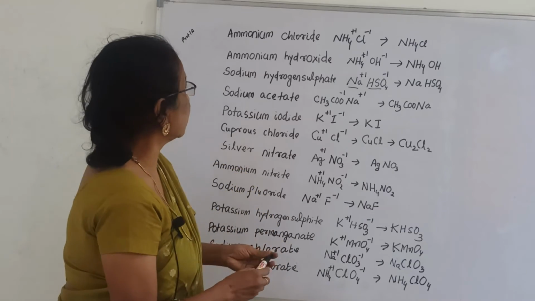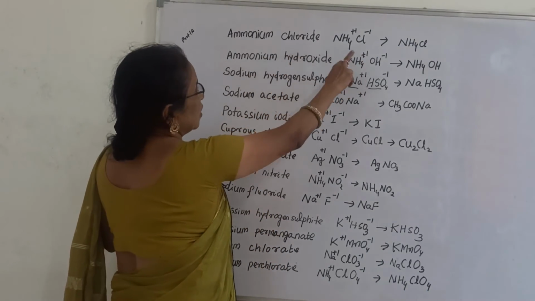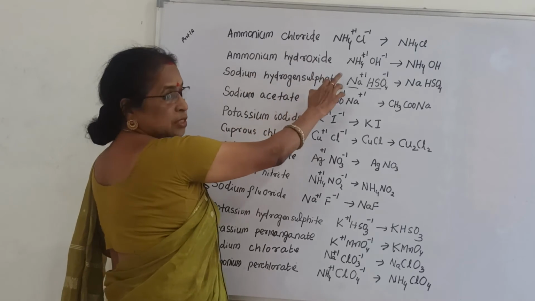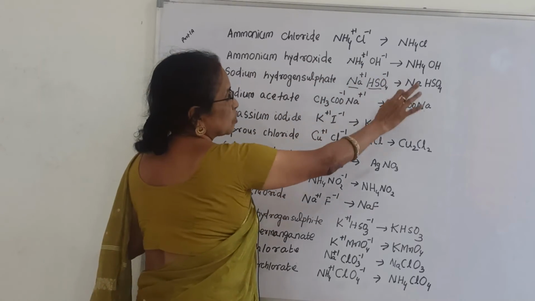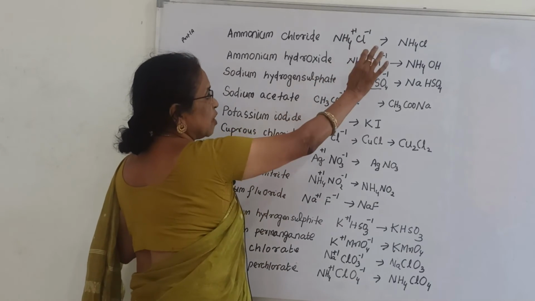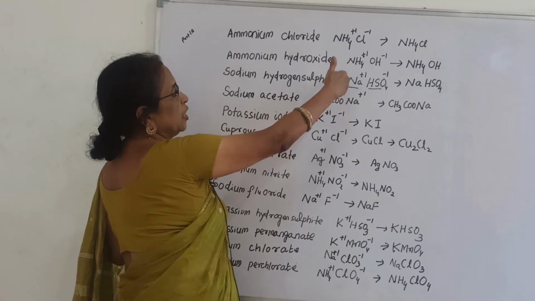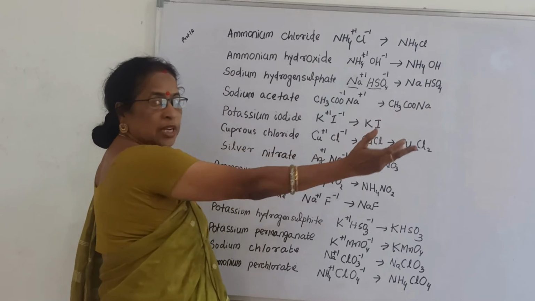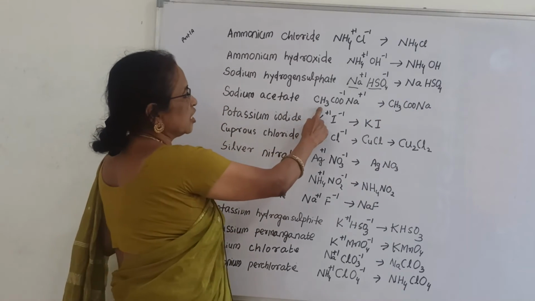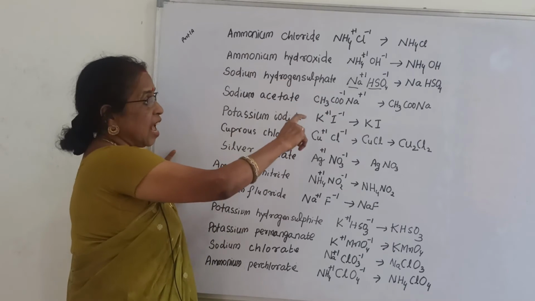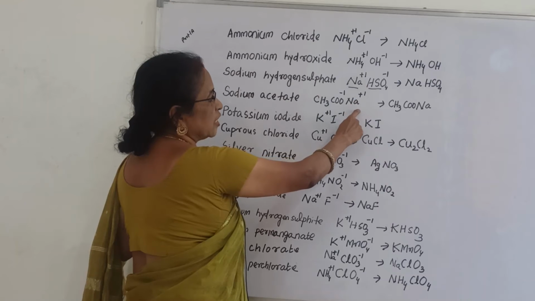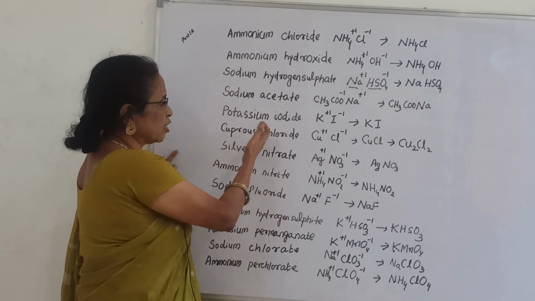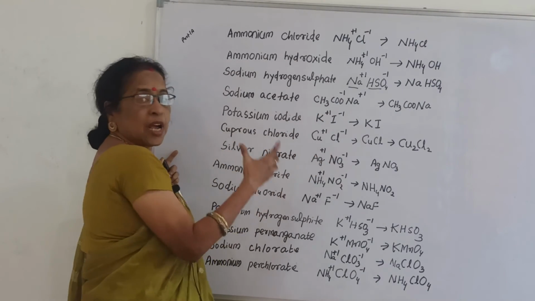Ammonium perchlorate. Again see from the beginning here, ammonium chloride, that means NH4, and chloride means Cl, and charges are plus and minus respectively. Ammonium hydroxide, NH4 plus 1, and OH minus 1, so this is NH4OH. That means here chloride Cl minus, hydroxide OH minus, and ammonium means NH4 plus. Sodium hydrogen sulfate Na plus, HSO4 minus, so formula is NaHSO4. Acetate, acetate means CH3COO minus, it is an acid radical, and Na, that is sodium, that is basic radical, Na plus. So what is the formula? CH3COONa.